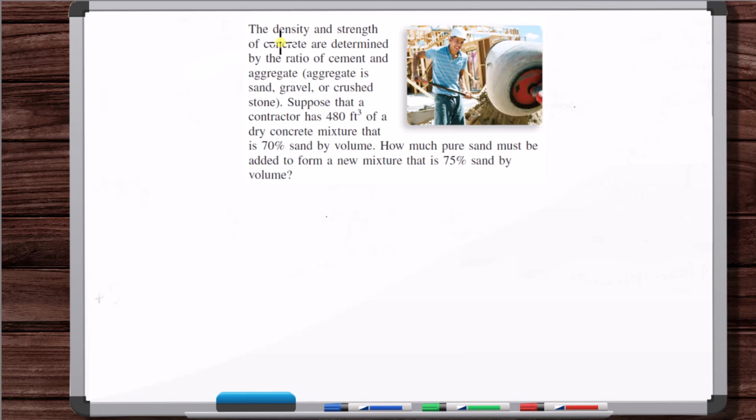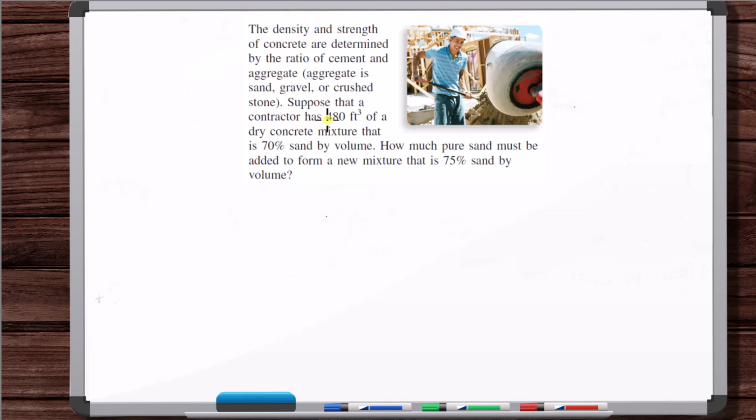All right, so let's go through this again. The density and strength of concrete are determined by the ratio of cement and aggregate. Right, ratio of cement and aggregate determines the density and strength of concrete. Okay, that didn't really tell us anything yet. Just gave us some information.